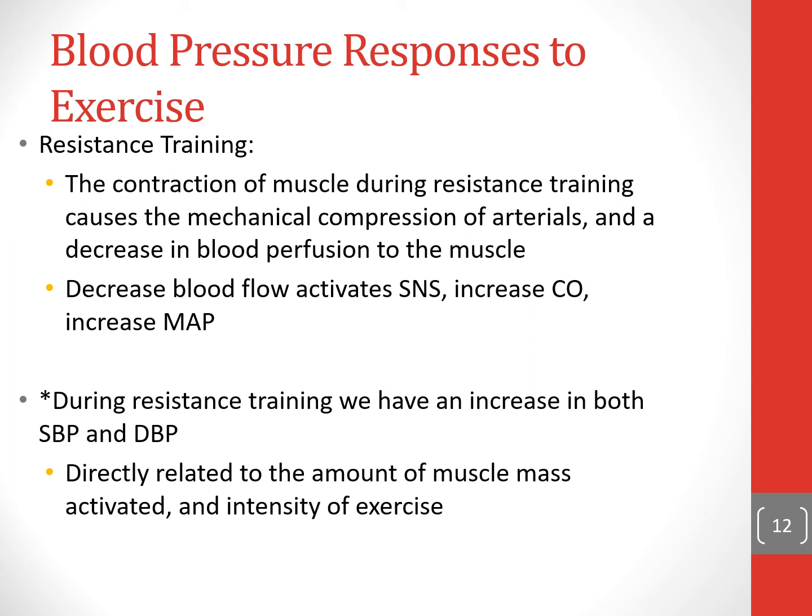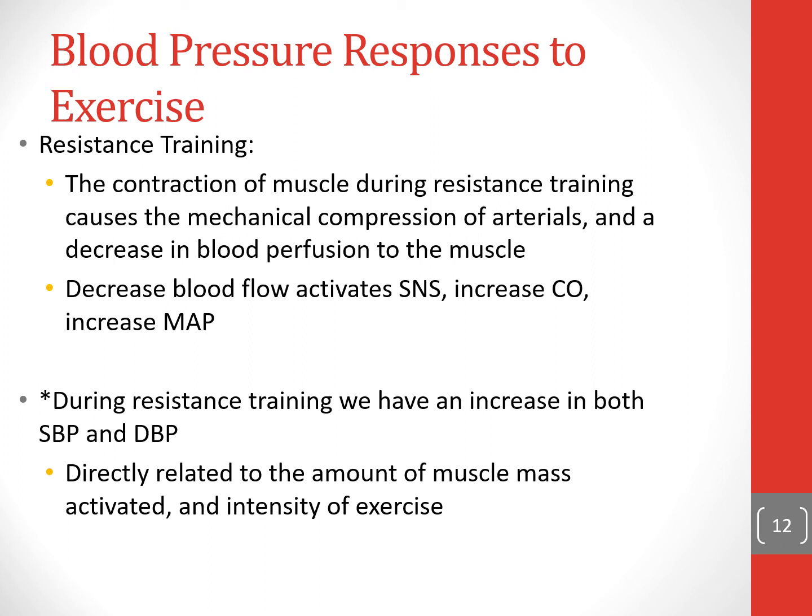The contraction of the muscle during resistance training causes mechanical compression of arteries and therefore a decrease in blood perfusion to the muscle. Also, a decreased blood flow will activate the sympathetic nervous system, and this will cause an increase in cardiac output and therefore an increase in mean arterial pressure. Okay. How much, you're wondering, how much does blood pressure increase? Well, it's related to not only the amount of muscle mass activated, but also the intensity at which you're working.